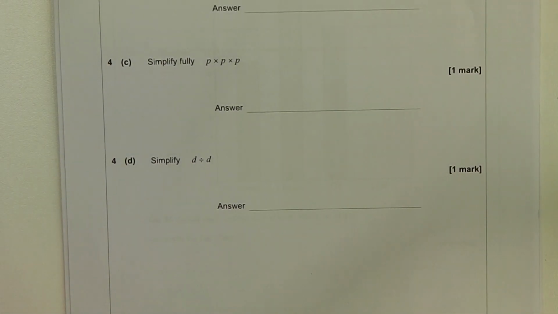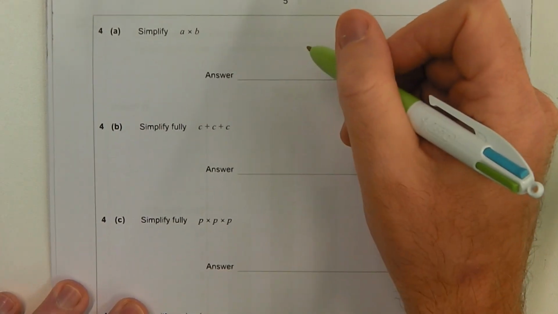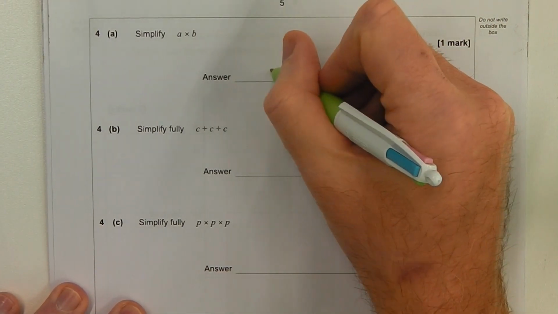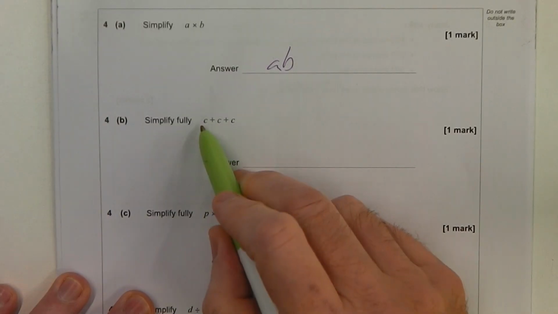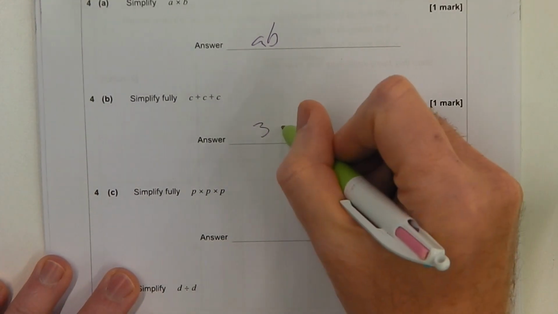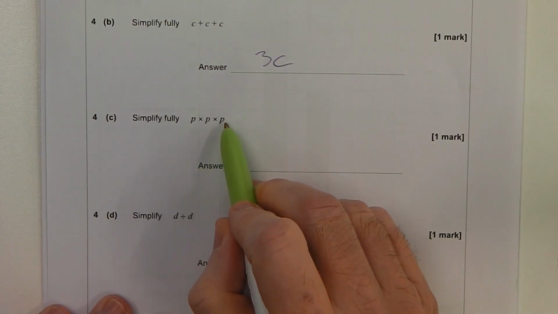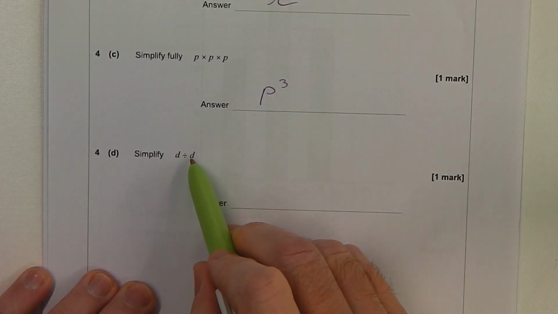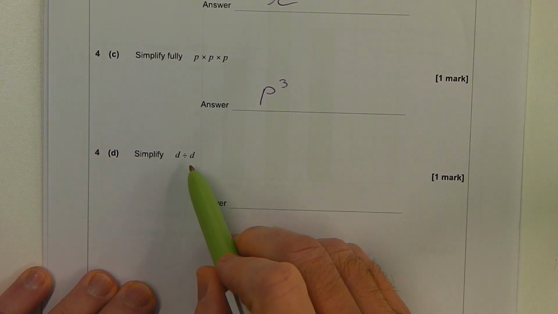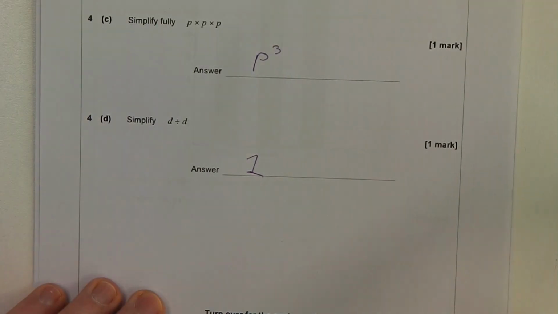Question 4. Simplifying. A times B. Well, algebra, we don't bother with the multiply sign, so that is just AB. C plus C plus C. Now when we're adding, that means we've got 3 lots of C, so it's just 3C. Here we are multiplying P times P times P, so of course while we're multiplying we're going to a power, so that is P cubed. And here we are dividing D by D. So basically if we divide any amount by itself, we end up with 1. Okay.